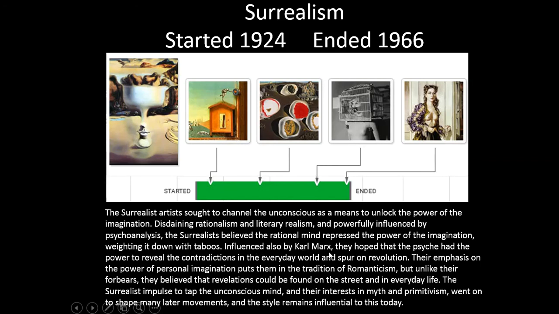Influenced also by Karl Marx, they hoped that the psyche had the power to reveal the contradictions in the everyday world and spur on revolution. Their emphasis on the power of personal imagination puts them in the tradition of Romanticism, but unlike their forebears, they believed that revelations could be found on the street and in everyday life. The Surrealists' impulse to tap the unconscious mind and their interests in myth and primitivism went on to shape many later movements, and the style remains influential to this day.